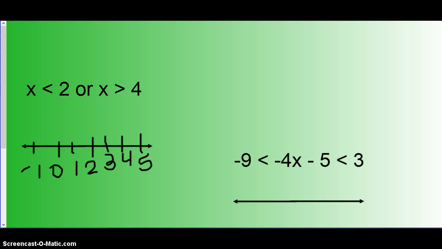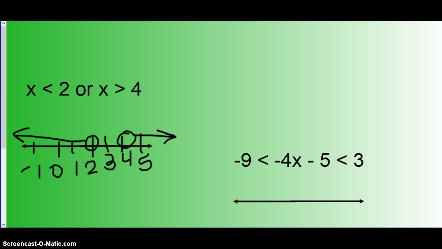It says x is less than 2. It doesn't say x is less than or equal to 2, so I want to make sure I have that open circle. It says x is less than 2, so I draw to the left, indicating it's less than 2, or x is greater than 4. Not equal to 4, so I'm going to leave that open. Notice that I have a solution set here that is anything less than 2 and anything greater than 4. The only numbers excluded from this solution set would be 2, 3, 4, and anything in between them.